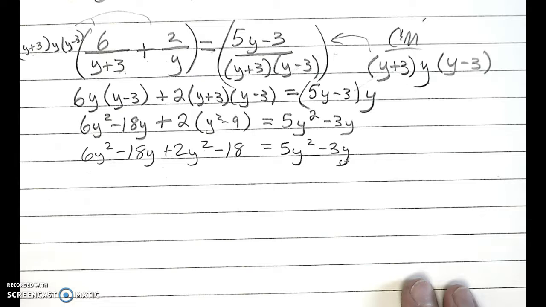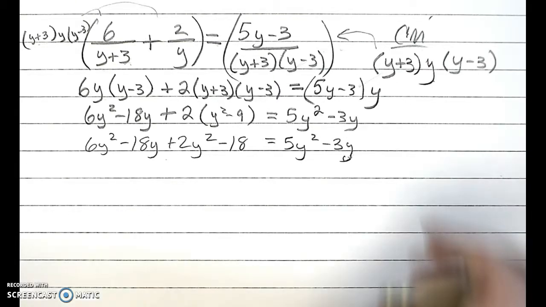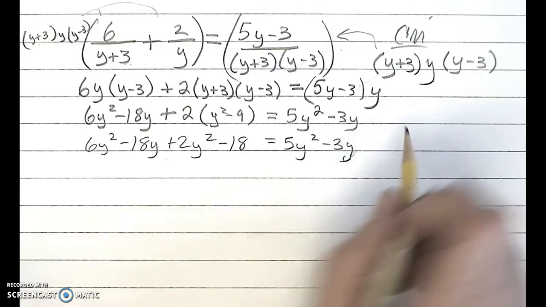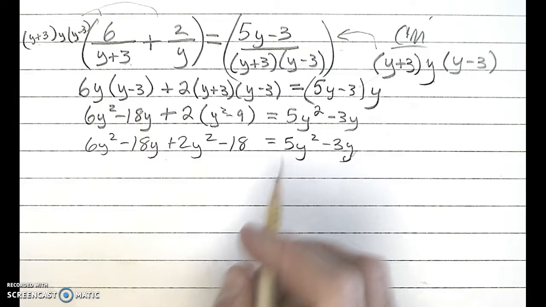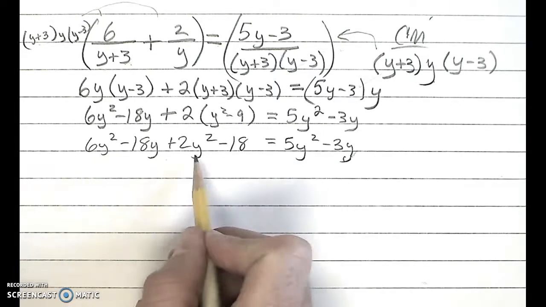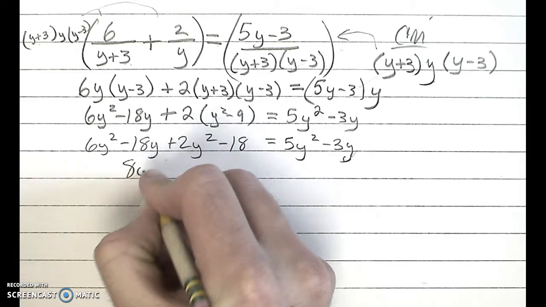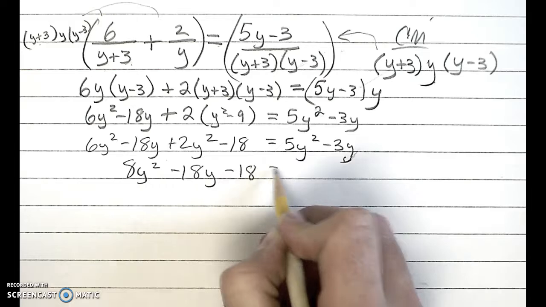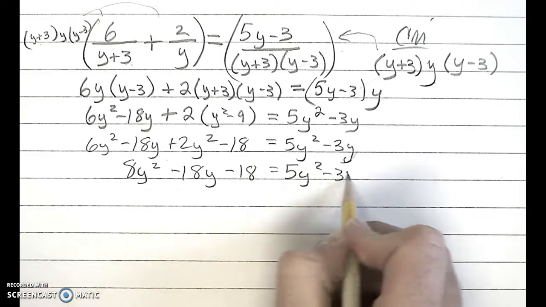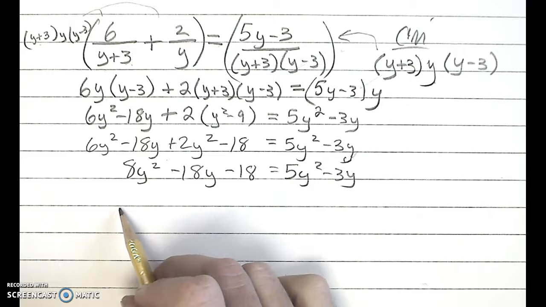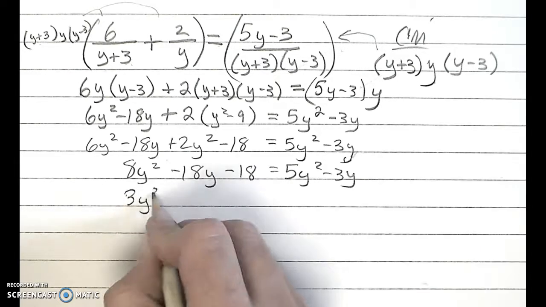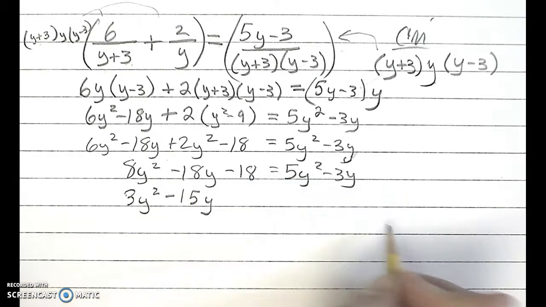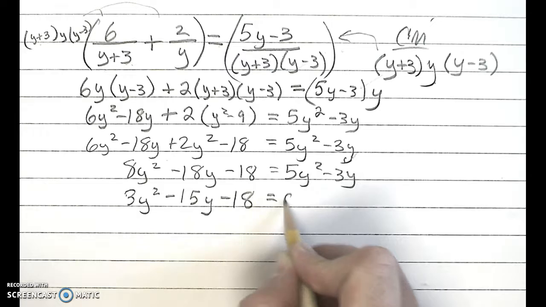So from here, we need to just solve this quadratic equation. It needs to equal 0. All right, so we're going to combine all like terms. So I have a 6y squared plus 2y squared, that's 8y squared, minus 18y minus 18 is equal to 5y squared minus 3y. Moving my 5y squared over, I'm left with 3y squared. On this side, moving this over, I'm left with minus 15y. And that's equal to negative 18.